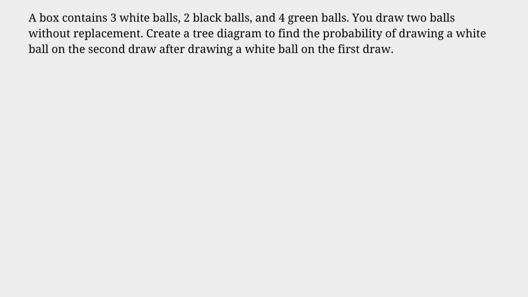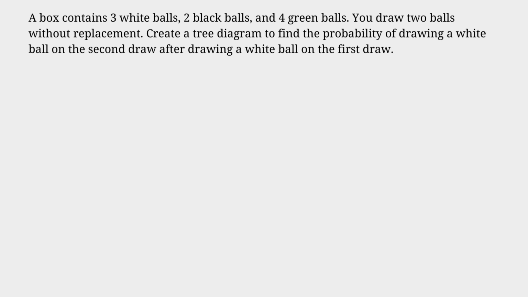The last question: a box contains 3 white balls, 2 black balls, and 4 green balls. You draw 2 balls without replacement. Create a tree diagram to find the probability of drawing a white ball on the second draw after drawing a white ball on the first draw. This question is a bit trickier because you are dealing with not replacing the balls.